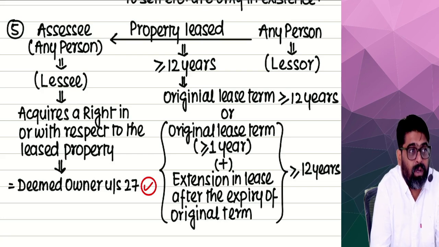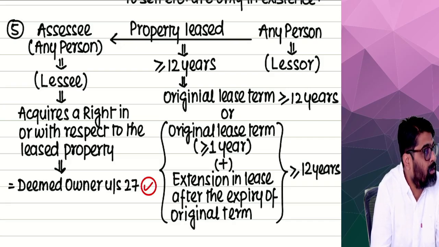So 10 years original time plus how much is the extension? 10 plus 10. Is it more than 12? You get the right. You become the deemed owner. Yes or no? But I've given you the property on lease for 11 months.